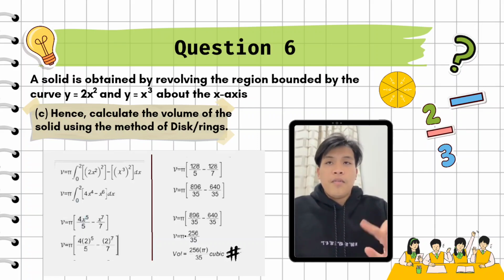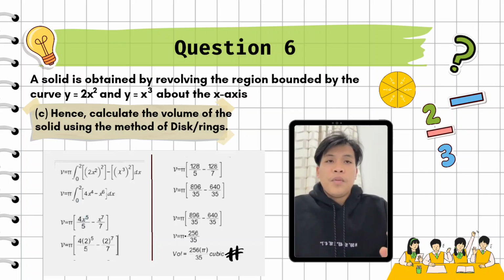The first is 4(2)⁵/5, which equals 4(32)/5, so the answer is 128/5. For the next one, (2)⁷/7, the answer is 128/7. So the equation becomes V = π(128/5 − 128/7).